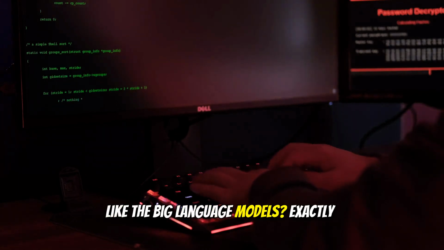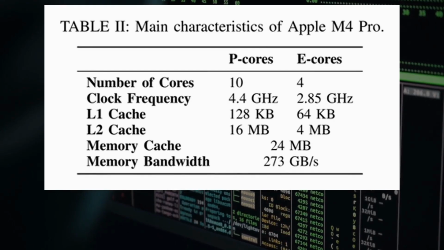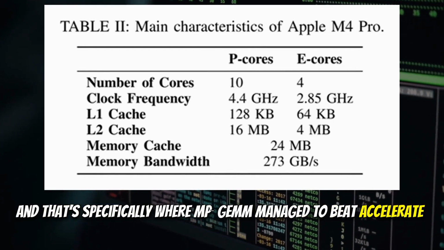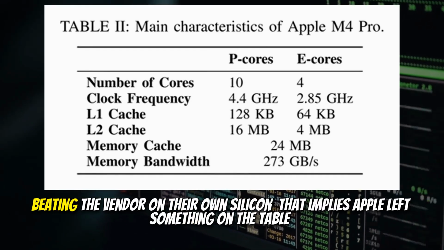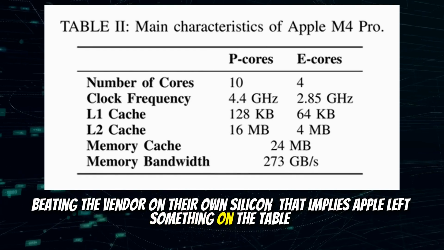Like the big language models? Exactly. Think Llama. Think DeepSeek. The matrices are just massive. And that's specifically where MpGEMM managed to beat Accelerate. That is a bold claim. Beating the vendor on their own silicon? That implies Apple left something on the table.